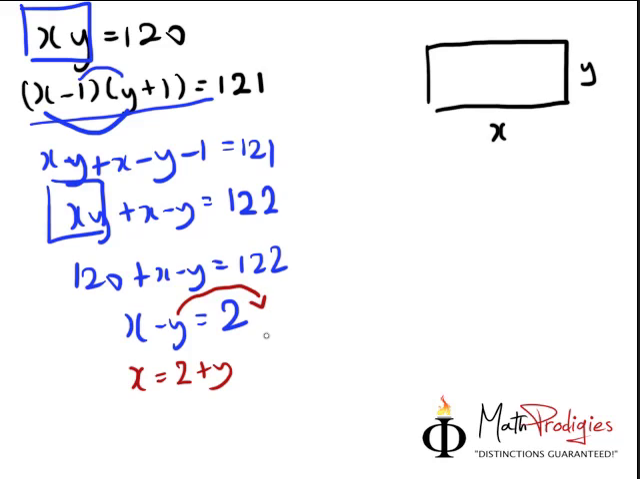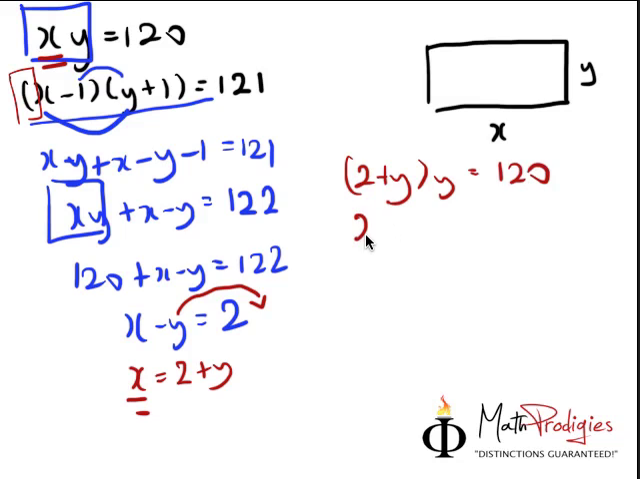Why do I do this? Because I just can't find anything else. What I can do is substitute this x into an equation, but I got this equation from the second one, so I can't use it. I must use the first equation. I think I'm kind of losing you right now, but basically I'm just putting this term into here. So what I'll get is 2 plus y, times y, equals 120.